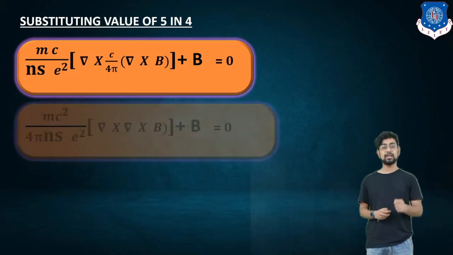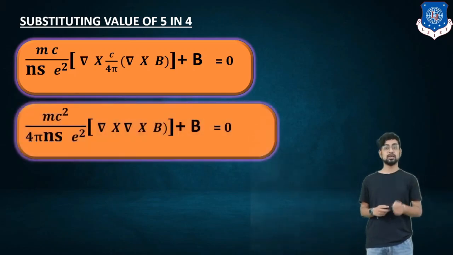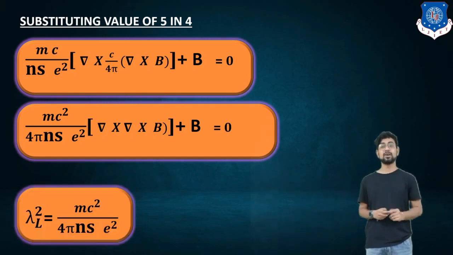Now we take all the constants out. That gives mc square upon 4 pi ns e square times curl curl of B plus B equals 0. The constant term was termed the London penetration depth, and this is how we got the London penetration depth. So you can clearly see that the London brothers were after the Meissner effect and how it functioned. But meanwhile, practically they also found that the field was penetrating to some extent.